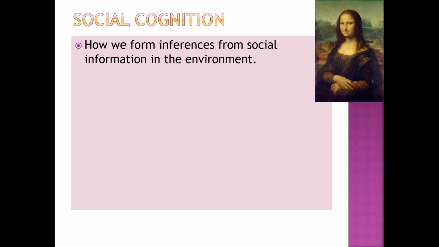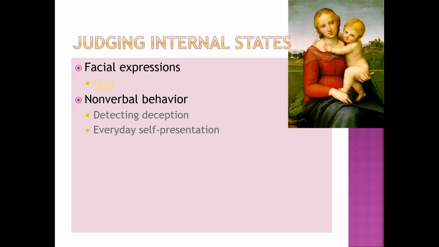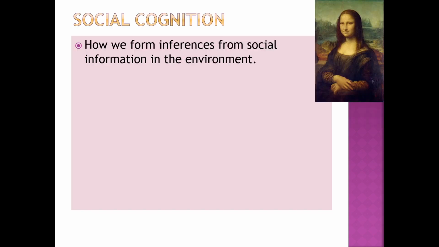So let's move on to social cognition and talk about how we form inferences from social information in the environment. Social cognition is a whole field that combines social psychology and cognitive psychology. The one thing that is really super important in this field is this ability that we have to draw inferences. That's another way of saying making guesses or jumping to conclusions based on limited information.